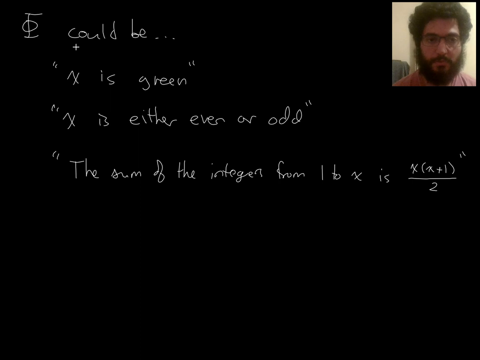So here's another example. Phi could be "the sum of the integers from 1 to x is given by this formula, x times x plus 1 over 2". And this is actually a property of natural numbers, just like greenness. It's just hard to describe using a noun like greenness, a noun that gives you the abstract concept. But this is a property that natural numbers can have. A natural number could have or not have the property that the sum of the integers from 1 to it is given by this formula.